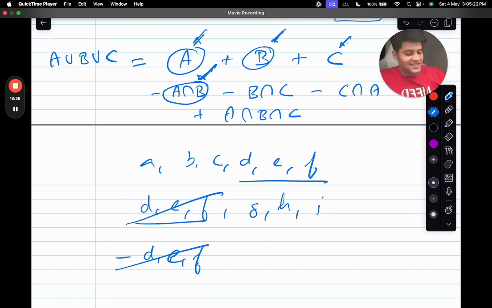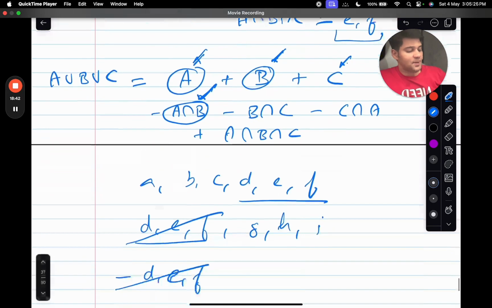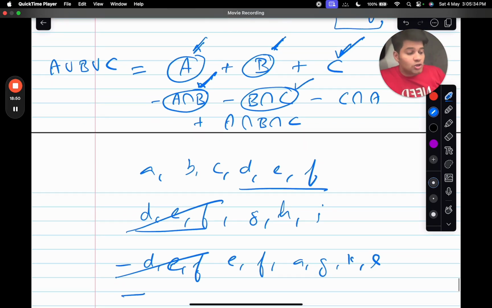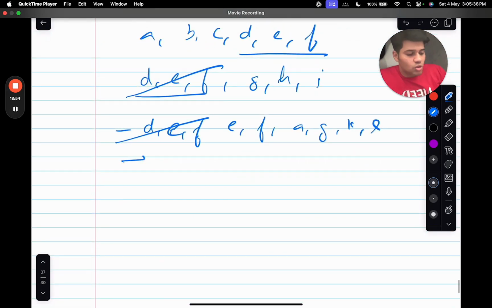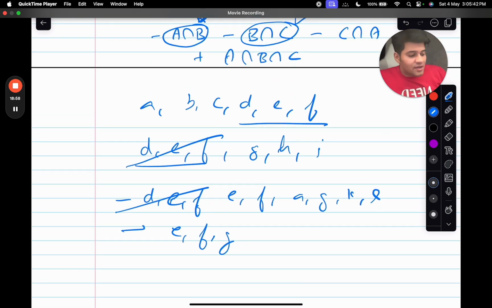If I would add C, I would get E, F, A, G, K, L. So C is also taken. Now B intersection C has to be considered and subtracted so that the duplicates of B and C get removed. The common part of B and C was E, F, G.